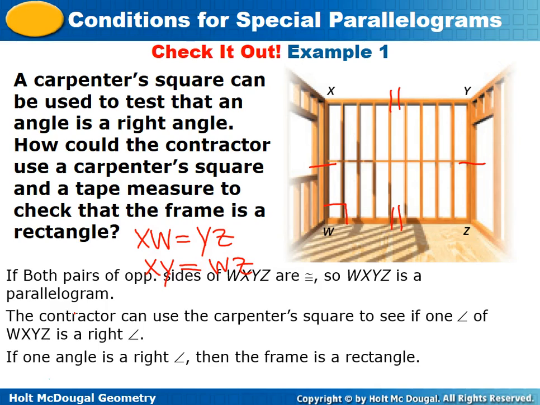Both pairs of opposite sides of quadrilateral WXYZ are congruent, so WXYZ is a parallelogram. The contractor can use a carpenter square to see if one of the angles of WXYZ is a right angle, and if one angle is a right angle, then the frame is a rectangle. Again, if you need to write this down, go ahead and pause the video. Come back to me when you're done.